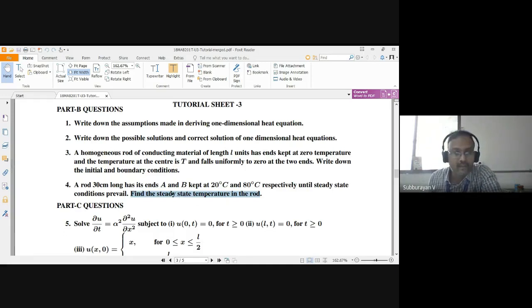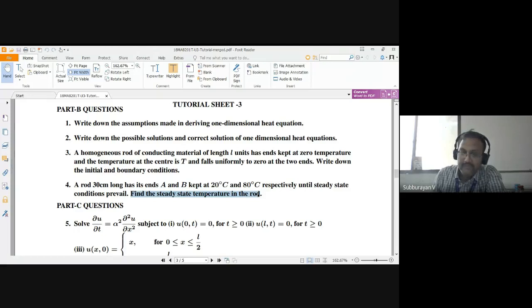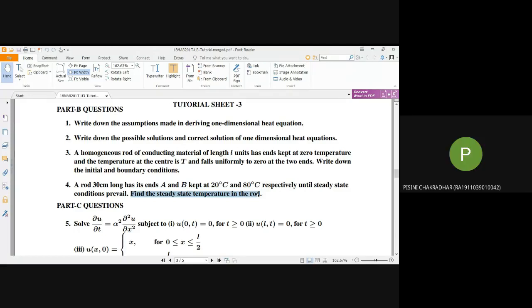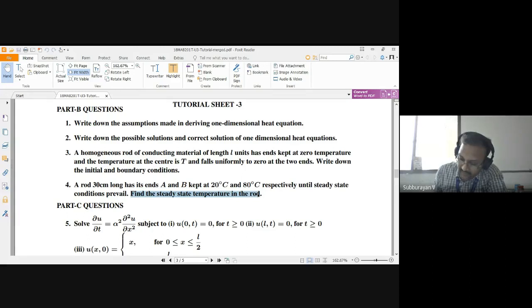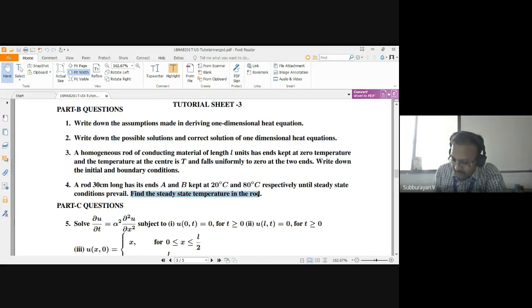Write down the initial and the boundary condition. That was the correct question. Tell me what is this? U of x equal to c1x plus c2. That is 2x plus 20. Very good. Now tell me what is the left boundary condition.